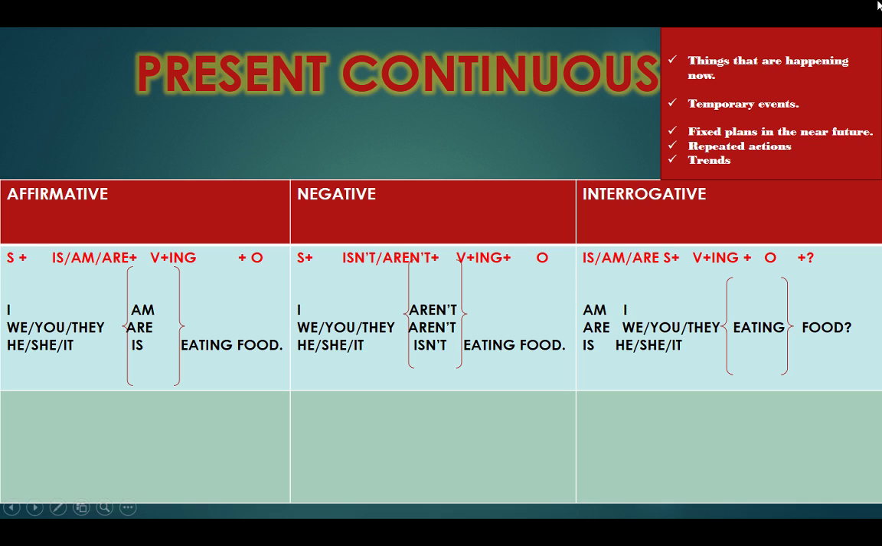Usage number one, things that are happening now. What do you think is happening right now? I'm talking to you, you listen to me. That is what is happening right now at the moment. This is usage number one.